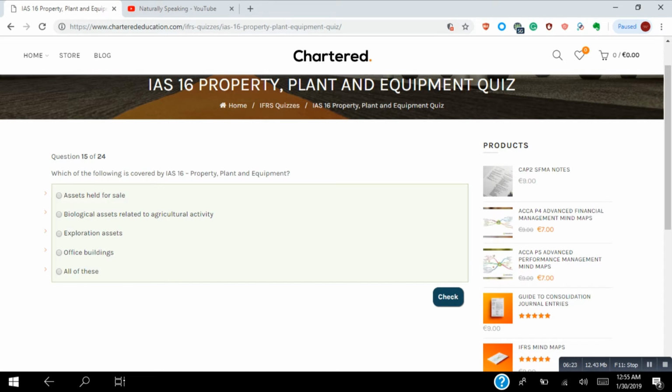Which of the following is covered by IAS-16? Property, plant and equipment. Assets held for sale are IFRS 5. Biological assets related to agricultural activity is IAS 41. Exploration assets IFRS 6. Office buildings is covered by IAS 16.